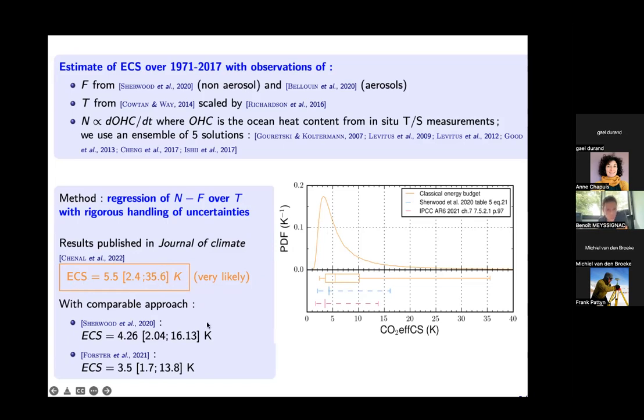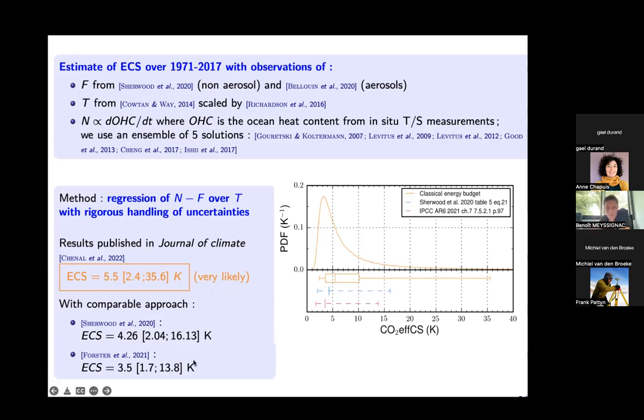And so this is much larger than what Sherwood and colleagues found in 2020, or what we have in the IR6 based on observations, which is 13.8 Kelvin. In the IR6, the high end is the last high end estimate they have. The most constraining one is 5 Kelvin at the 95% confidence level. This 5 Kelvin is not derived from observations, it's derived from process constraint.